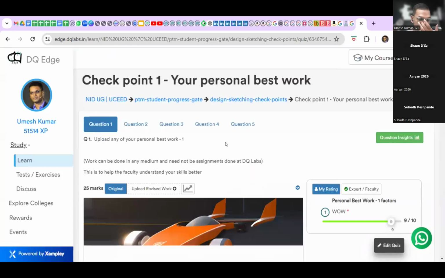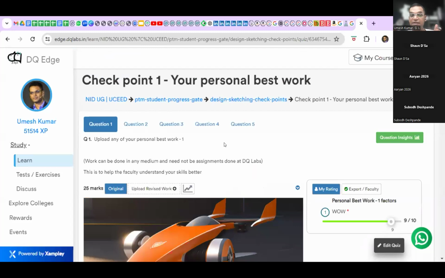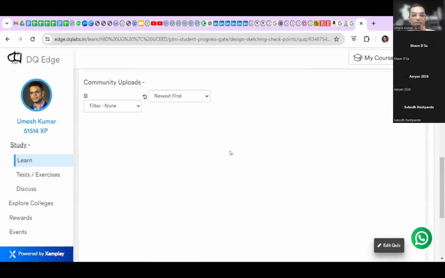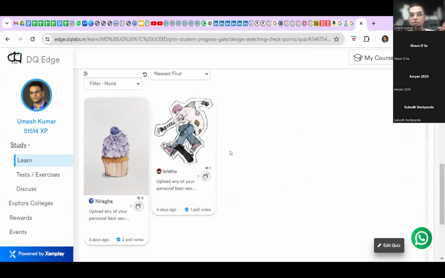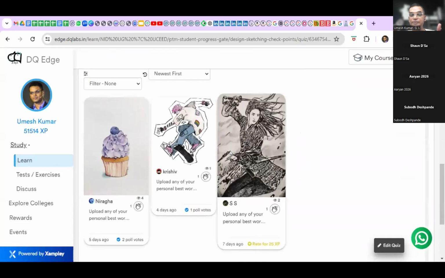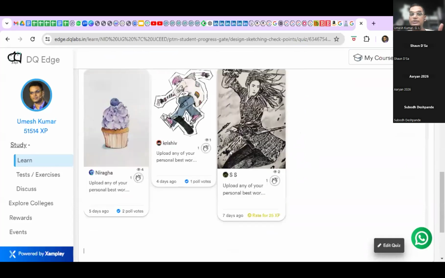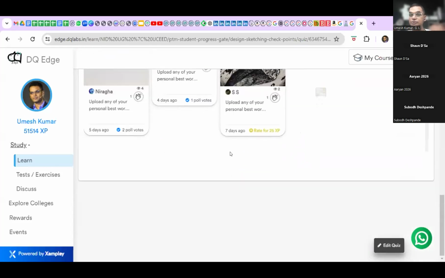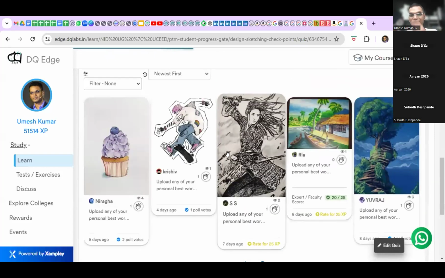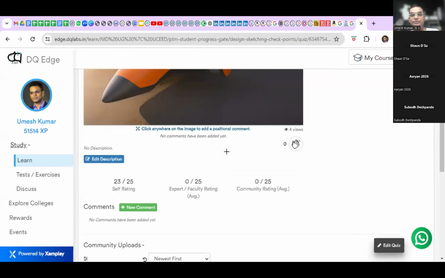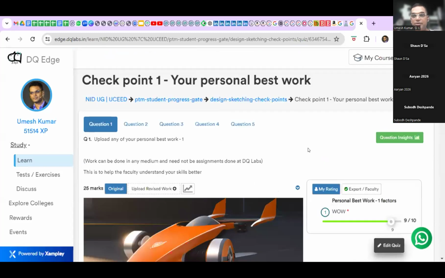I would want each one of you to upload your work because our faculty are looking into it and trying to understand where you are. Okay, it is important that you upload your work here. And then as you scroll down, you can also see the interesting works of all the students. So this could be a great inspiration for you to motivate yourself and do more. All right. So this is the checkpoint that we're talking about.